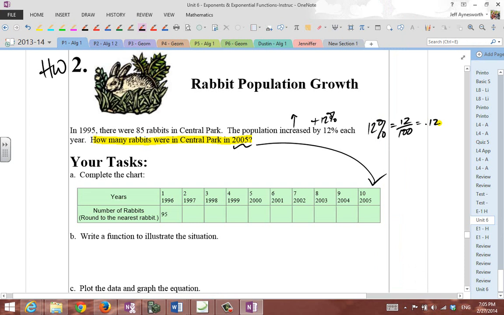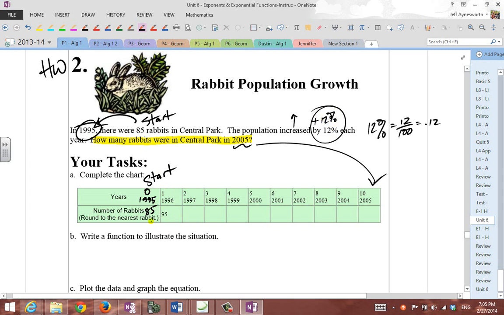Now, this is what they start with in the year 1995. So let's record that. In 1995, that's year 0, that's the start. There are 85 rabbits. That wasn't in the table, so I want to put that in there. After the first year, it went up. Oh my gosh, it's increasing. How much? Well, by 12%.